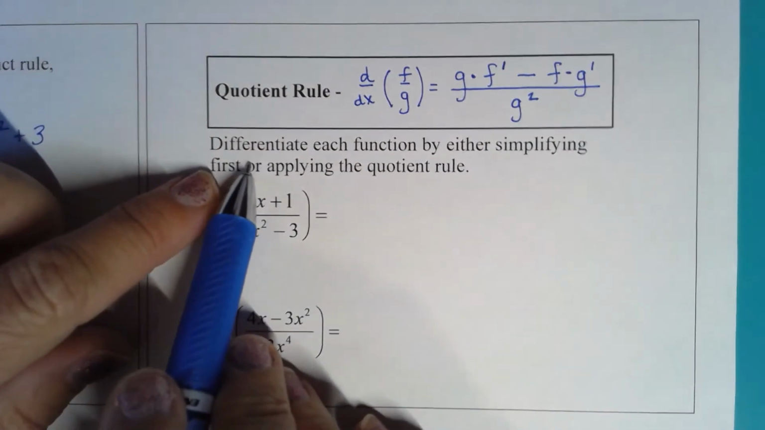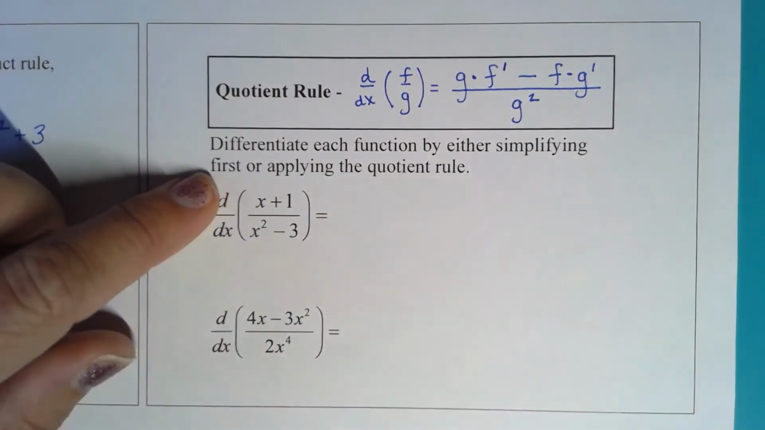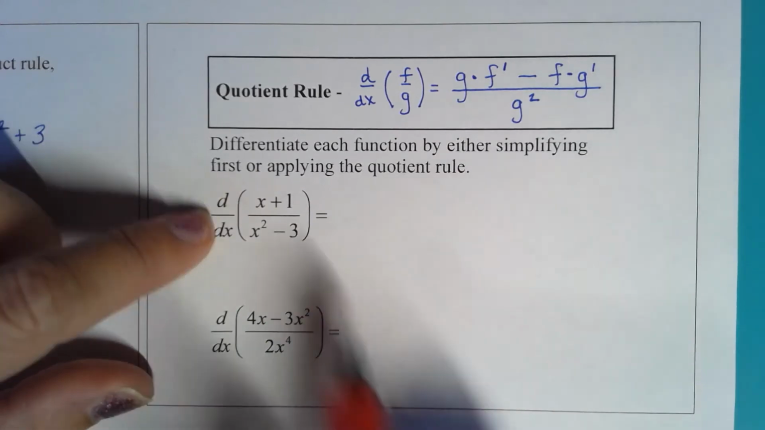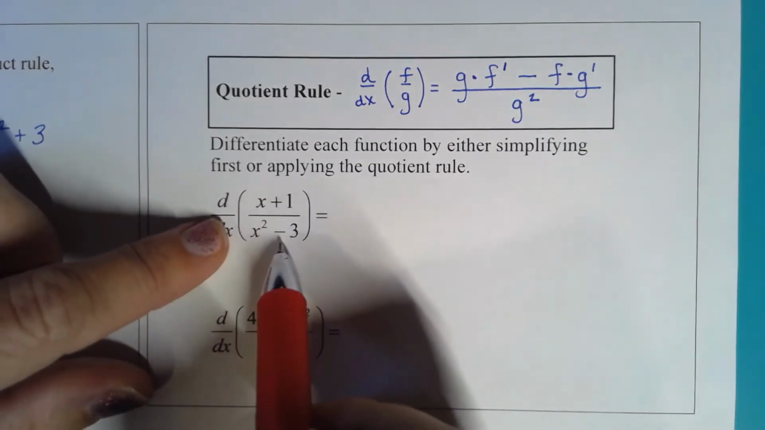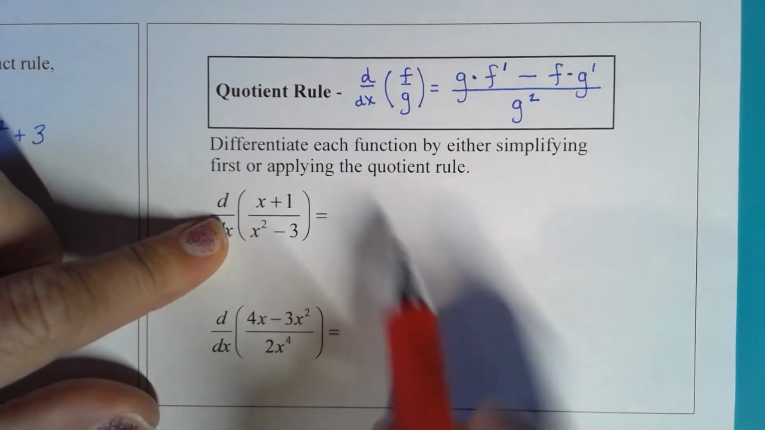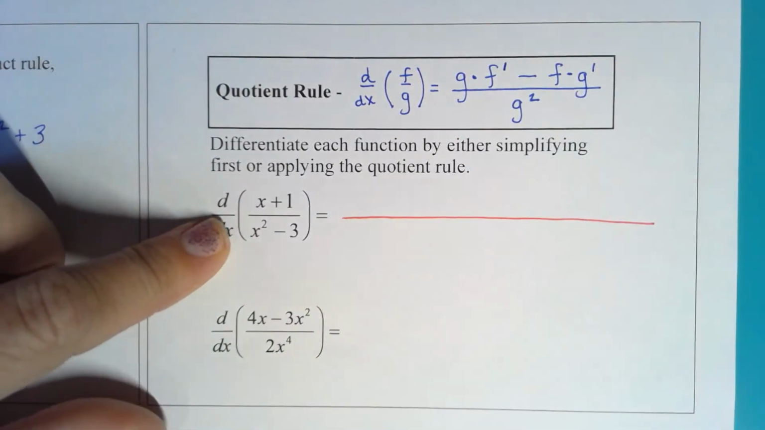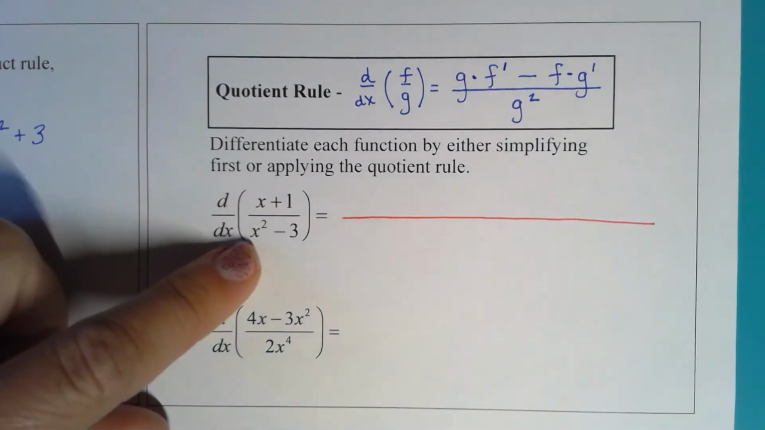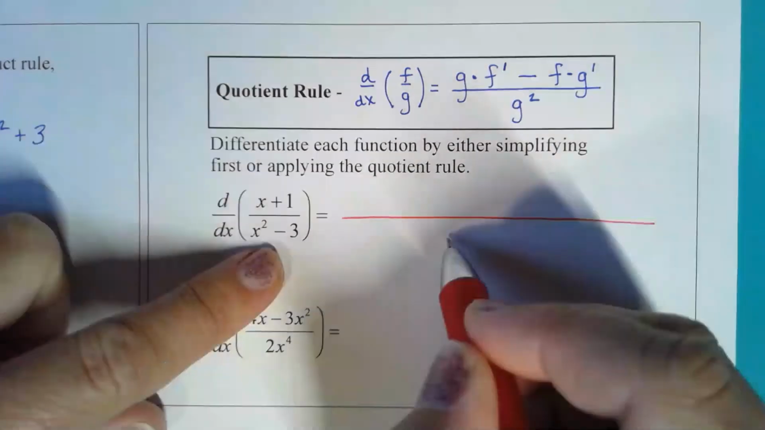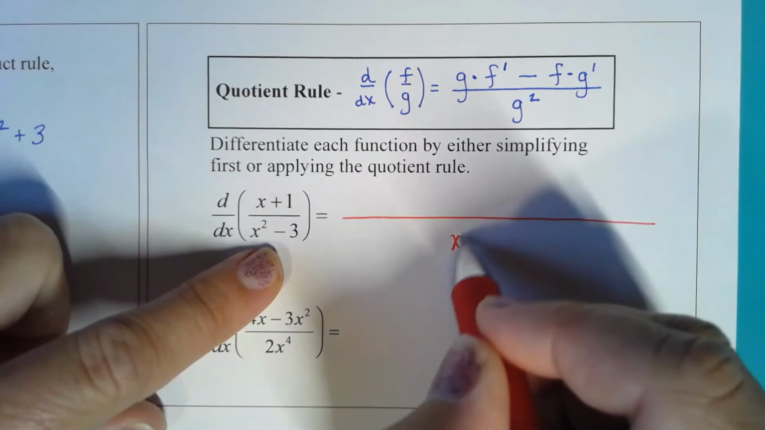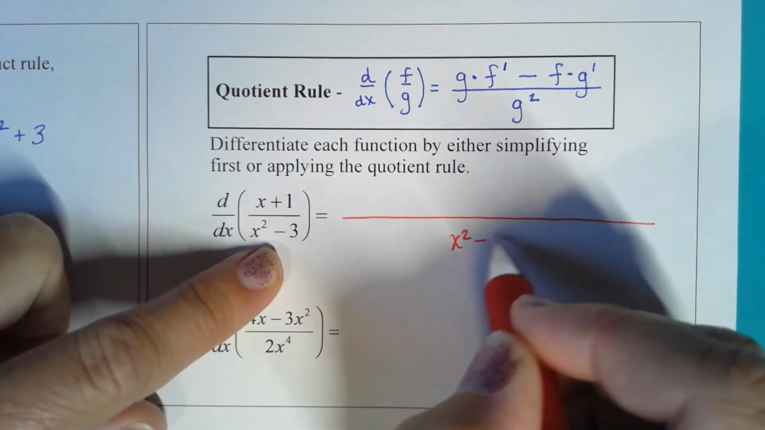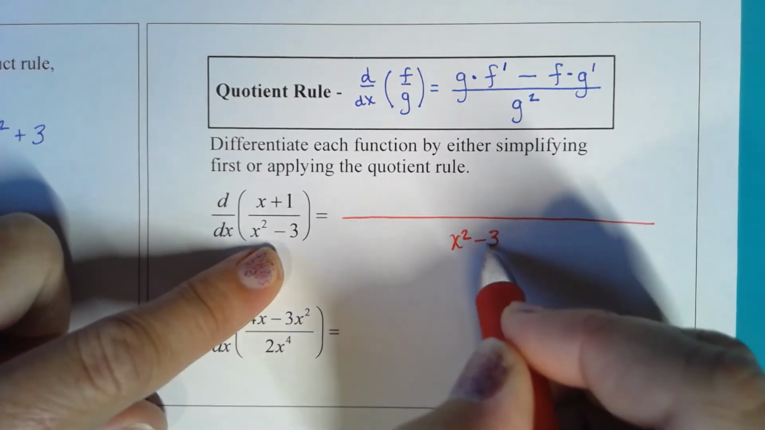All right, so here we go. Differentiate each function by either simplifying first or applying the quotient rule. This one we can't simplify first anyways. I should have said simplifying if possible. So let's just practice the quotient rule. I'm going to give myself one big old fraction bar, and I can sing the song. So the denominator was x squared minus 3. I'm going to square it.